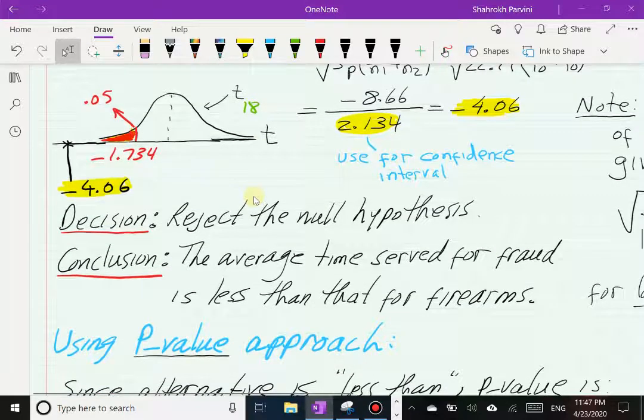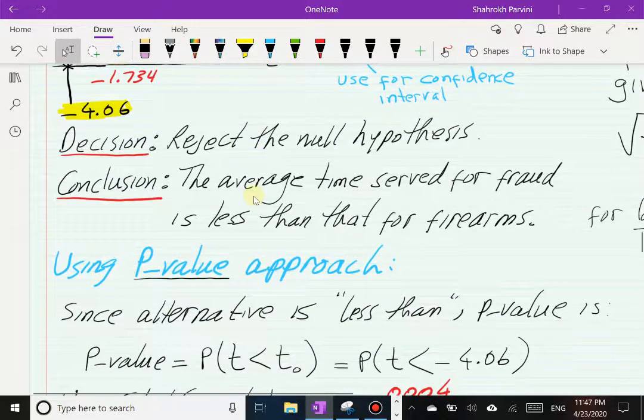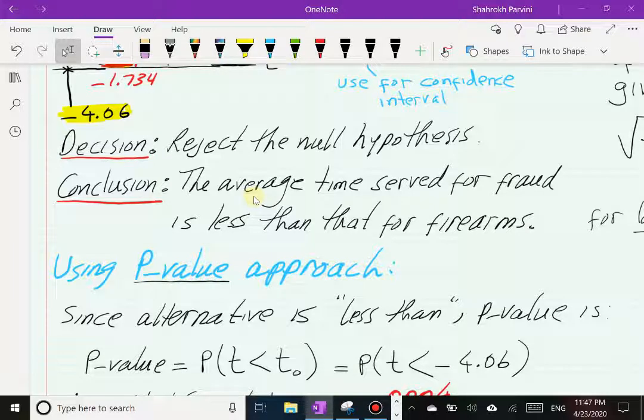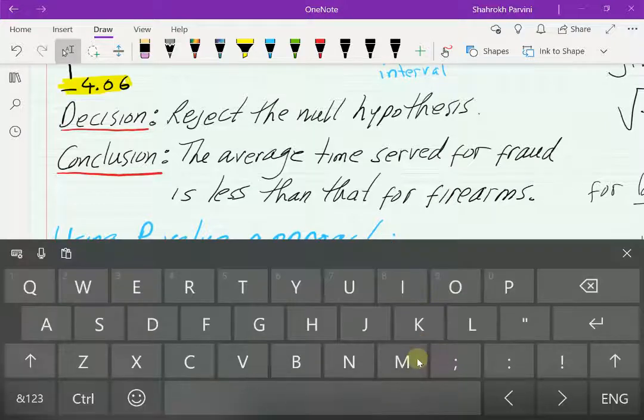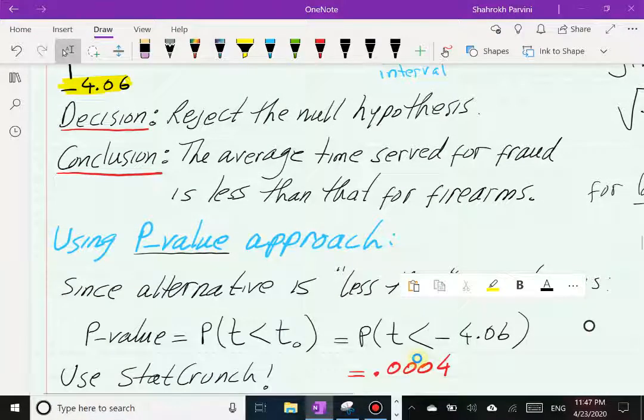Now, using the p-value approach, since the alternative is less than, our p-value is written this way: the probability of t less than our test statistic. It gives you the likelihood of sample results like we got. And it turns out to be 0.0004. That's a pretty small p-value, which means we have clear and convincing evidence against the null. It's far beyond reasonable doubt for this exercise.